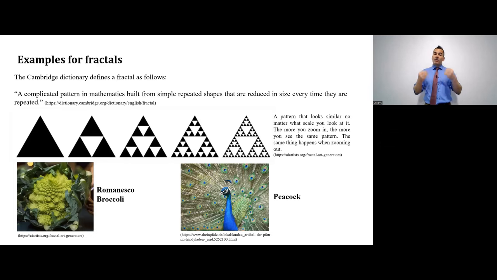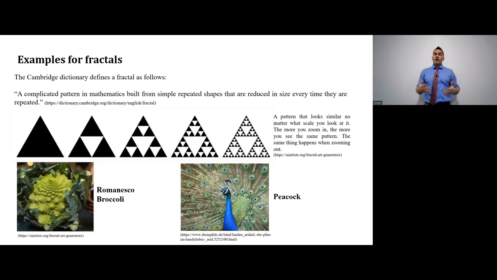So a pattern that looks similar no matter what scale you look at it, that's a fractal. The more you zoom in, the more you see the same pattern emerging. The same thing happens when zooming out. So you see the same pattern of this triangle.